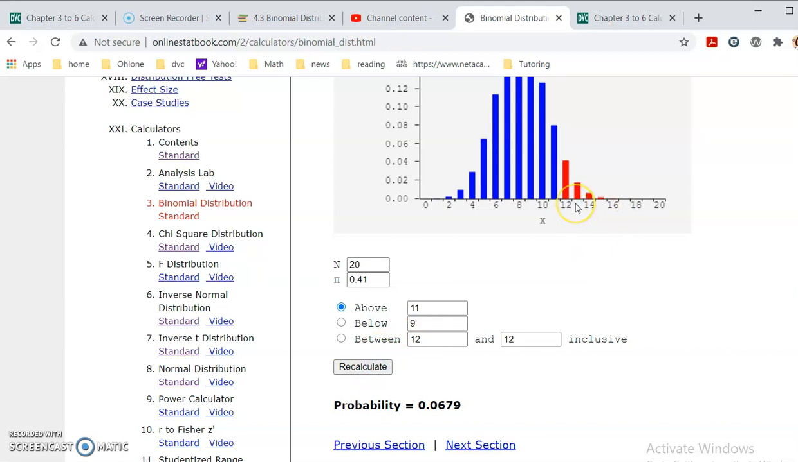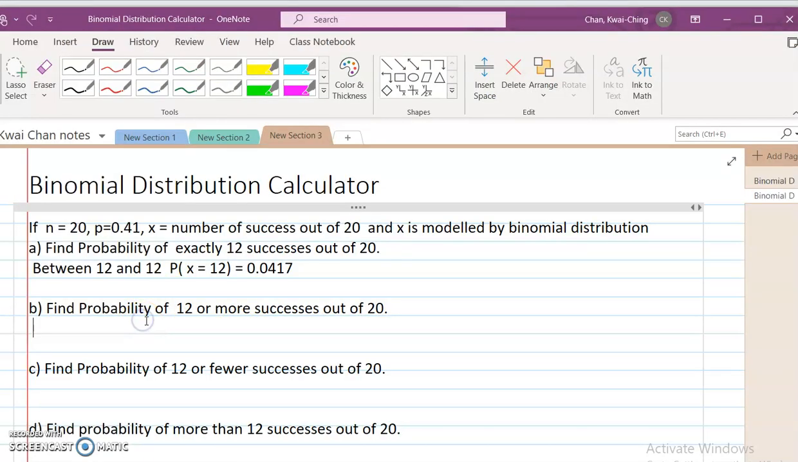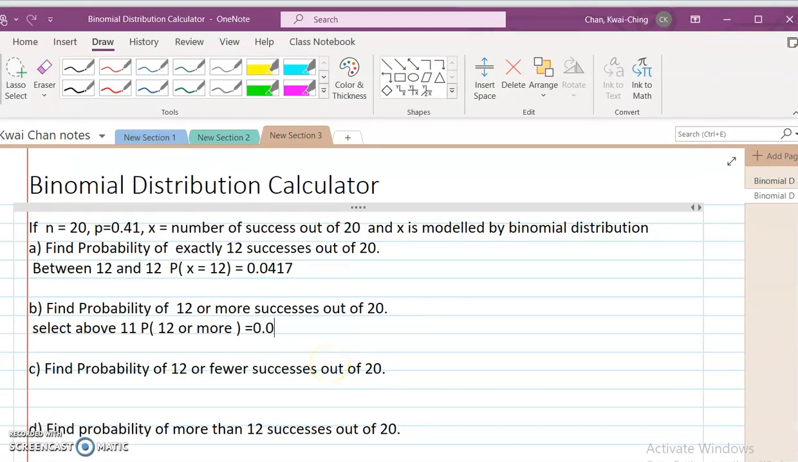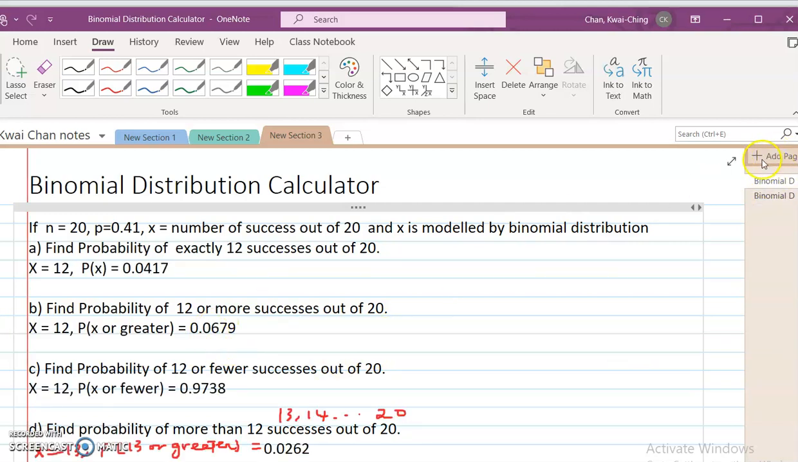See, you would see 12 shows up. It's hard to see. It's 2, 3, 4, 5, 6, 7, 8, 9, 10. I think this is 10. This is 11. This is 12, right? So it'll be above 11. If you want 12 or more, you will select above 11. The probability of 12 or more successes would be, after you recalculate, 0.0679. If we check the other calculator, it's the same, 0.0679.